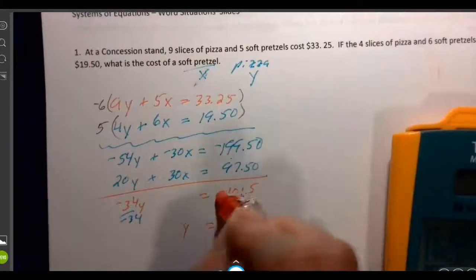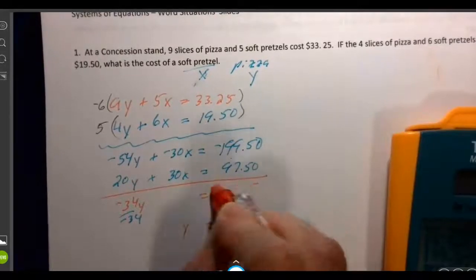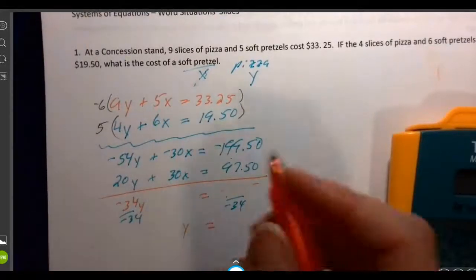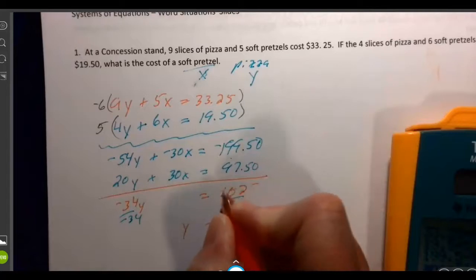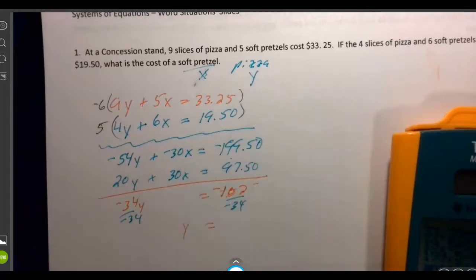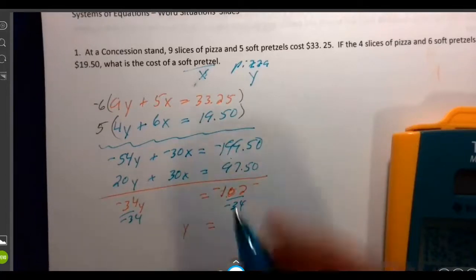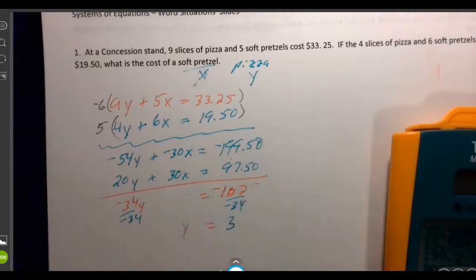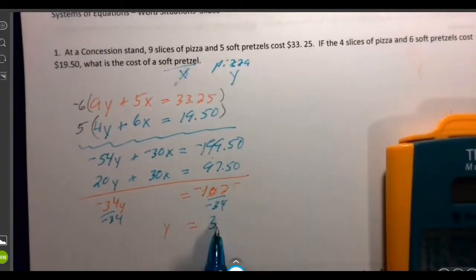So I found my error. I'm not sure what I did the first time, but my error was this was supposed to be 102. Negative 102. Then when I divide by a negative 34, I get 3. Okay, so I knew there was an error because it came out to be this big long decimal. So what does that mean? Am I done? Oh gosh.